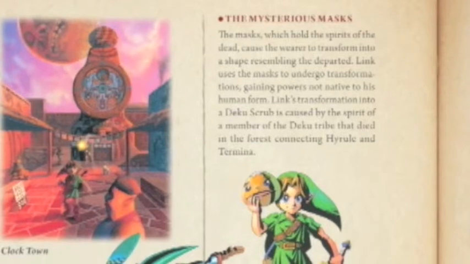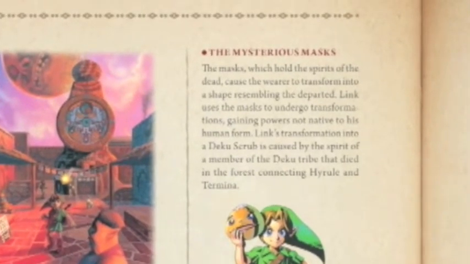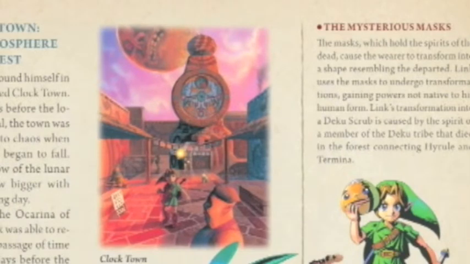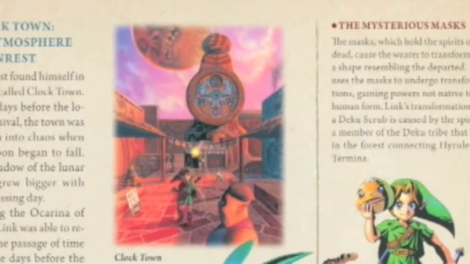The mysterious masks. The masks which hold the spirit of the dead cause the wearer to transform into a shape resembling the departed. Link uses the masks to undergo transformations, gaining powers not native to his human form. Link's transformation into a Deku Scrub is caused by the spirit of the member of the Great Deku tribe that died in the forest connecting Hyrule and Termina. And for the credits, they hint that that Deku Scrub was the child of the butler of the Deku King in the swamp.